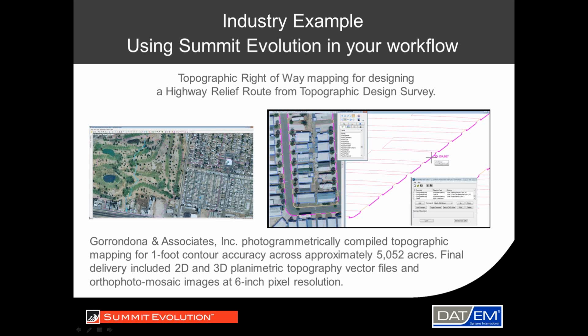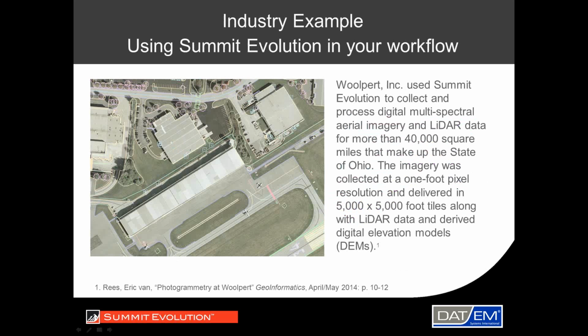And then we have another one here, Wolpert. Again, if anyone from Wolpert is listening, thank you very much for this example. They use Summit Evolution to collect and process digital multispectral aerial imagery and LiDAR data for more than 40,000 square miles that make up the state of Ohio. The imagery was collected at a 1-foot pixel resolution and delivered with 5,000 by 5,000 foot tiles along with LiDAR data and derived digital elevation models, DEMs.